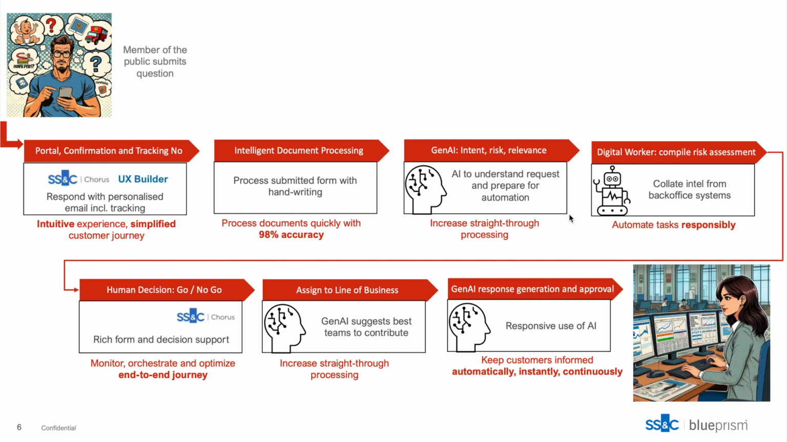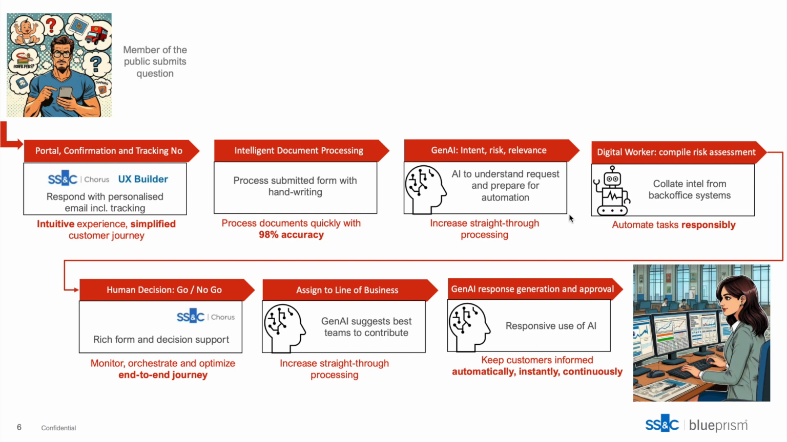A digital worker will then work with a number of back-end systems to answer the question, what do we know about the requester? Once all of this information is collated, the best-suited team member of Michelle's team will make a go or no-go decision. The outcome from the GenAI analysis will propose the best possible groups within the department to answer the request. Within the last step, a response using GenAI will be created and provided to a member of the processing team to amend and approve.